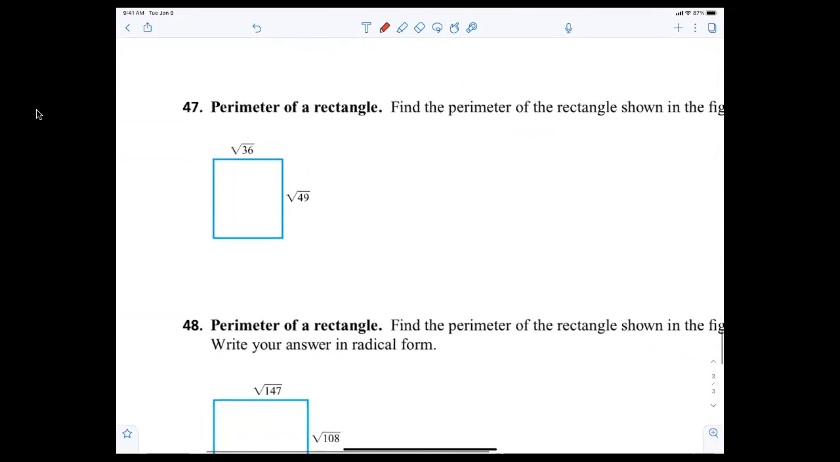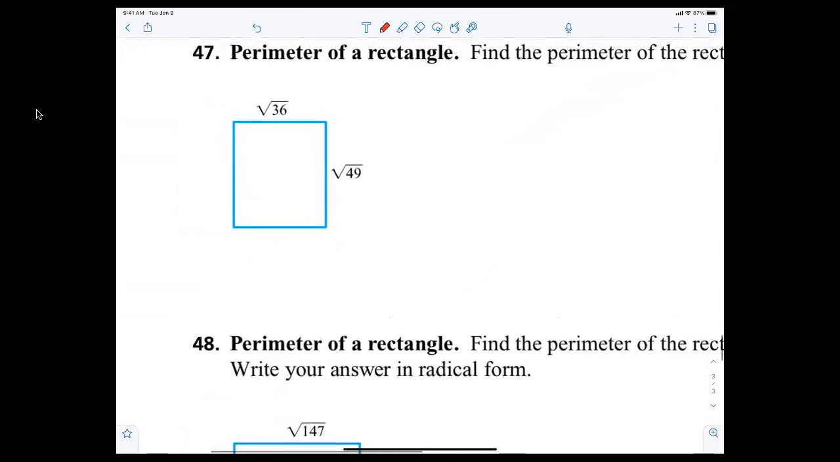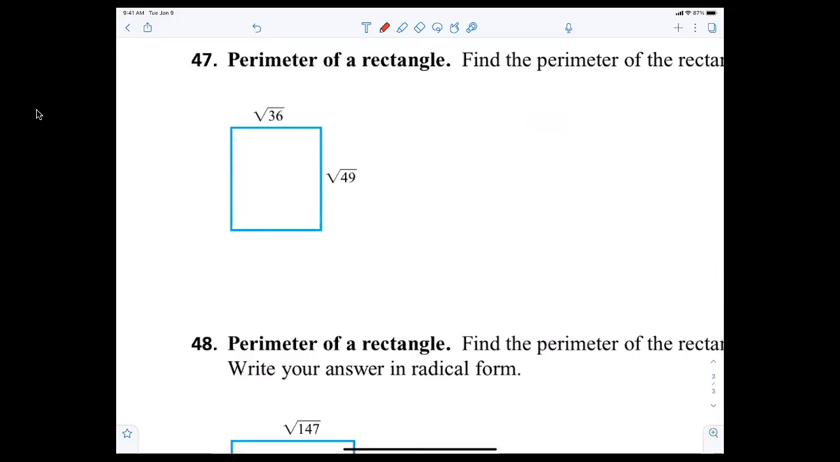Find the perimeter. So 47. What's square root of 36? This one's kind of a silly problem. What's square root of 49? 7. So then the perimeter is 26 units. Some of you typed that in the calculator. Brilliant. 26 units. Because again, perimeter is just the distance around.